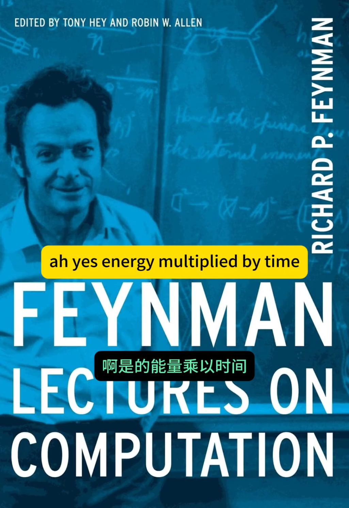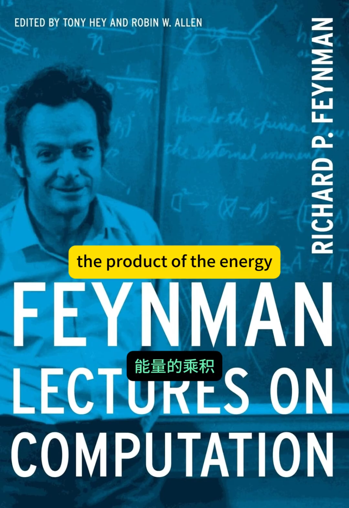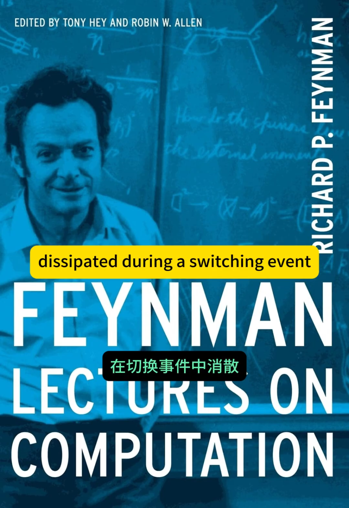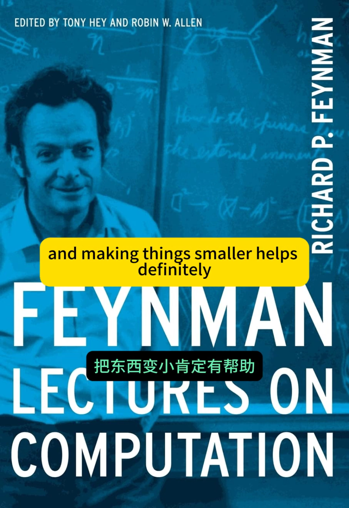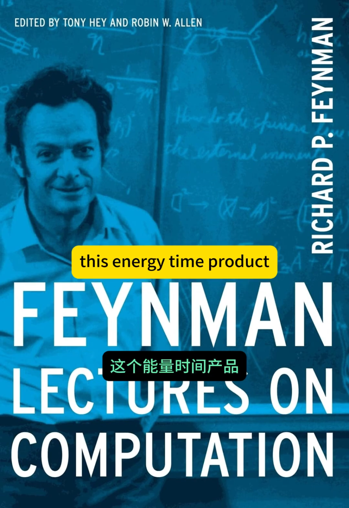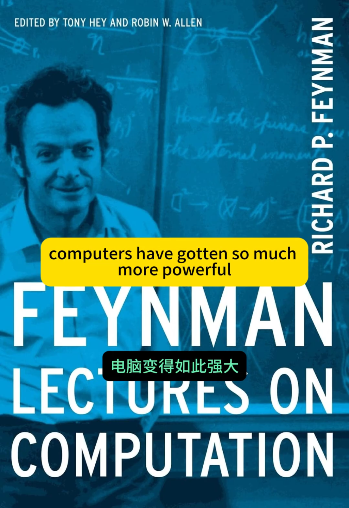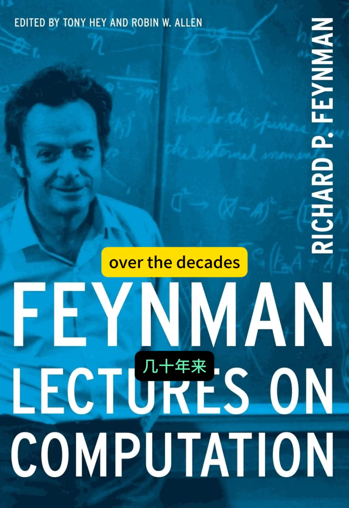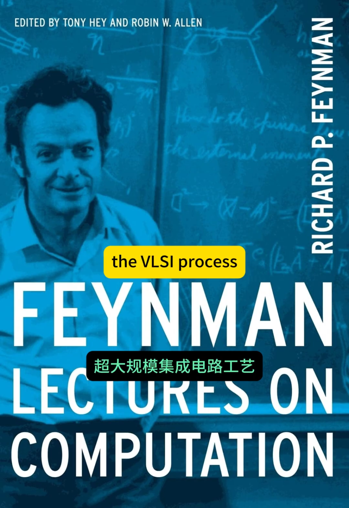Energy multiplied by time. He suggested that for a resistive switch like a transistor, the product of the energy dissipated during a switching event and the time it takes to switch might be roughly constant for a given technology. And making things smaller helps. Definitely. He noted that shrinking transistors has dramatically reduced this energy-time product. It showed excellent scaling behavior, which is a huge reason computers have gotten so much more powerful and efficient over the decades. How do they even make these billions of tiny transistors on a chip, the VLSI process?